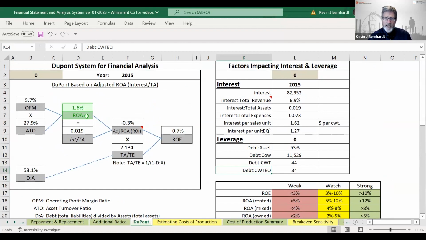So let's look at return on assets. Return on assets is 1.6%. Most of the assets are owned on this farm.